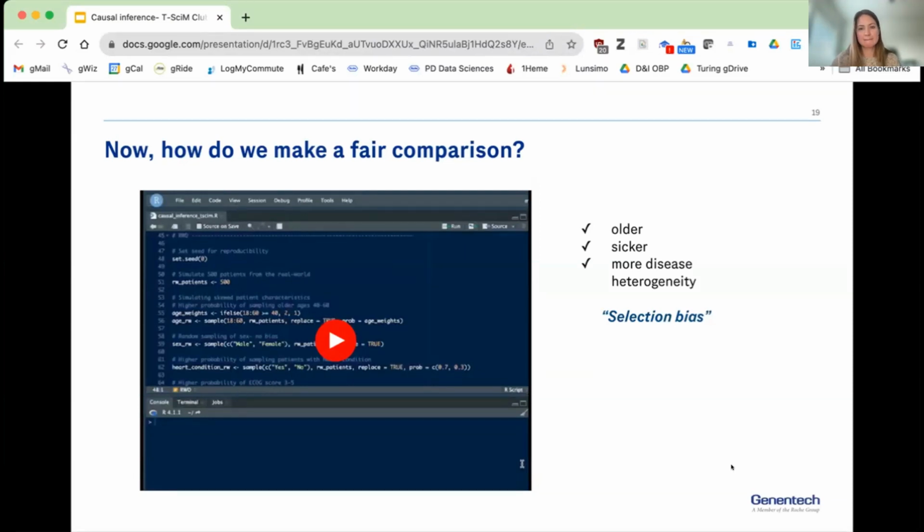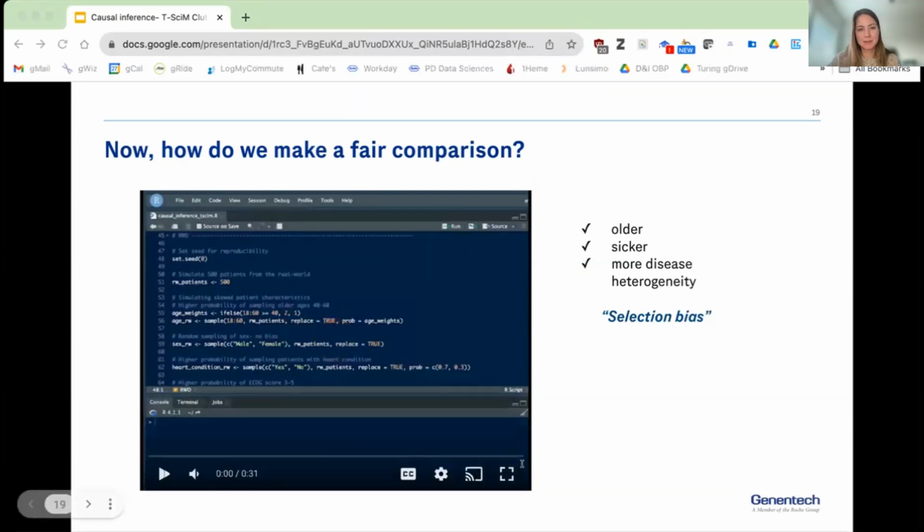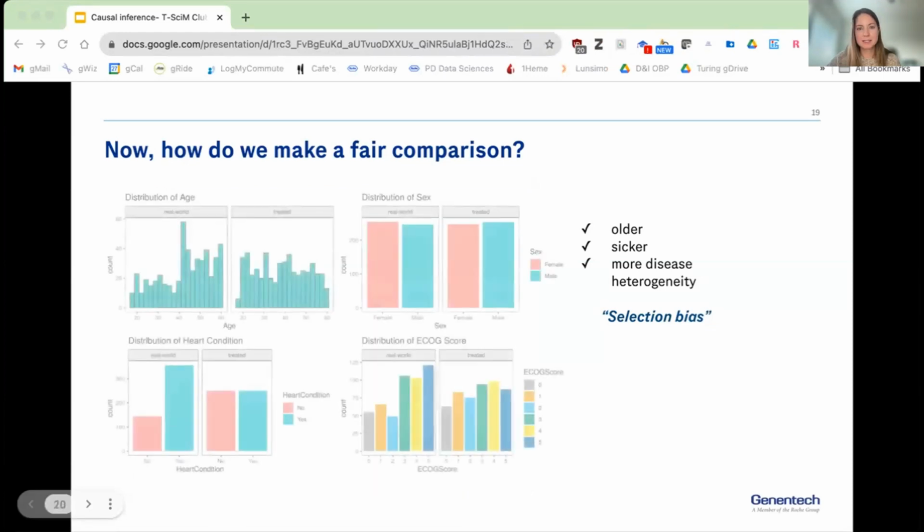Can I move next? I think my screen is paused.